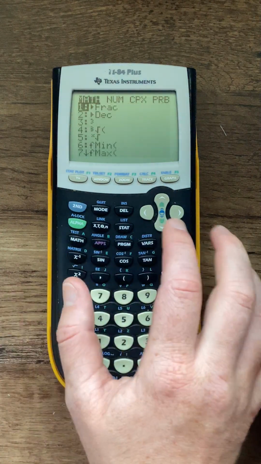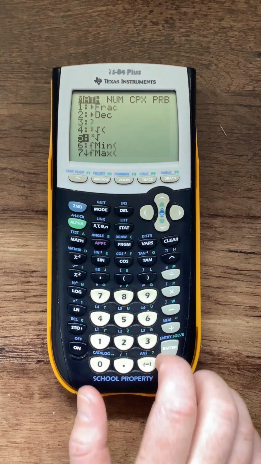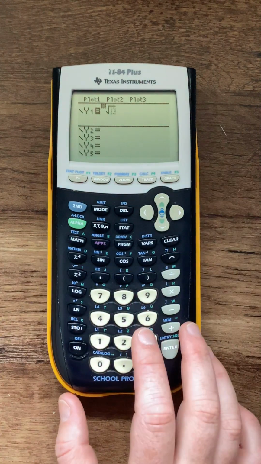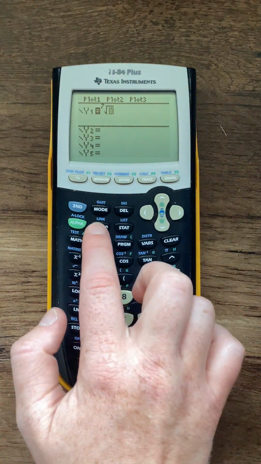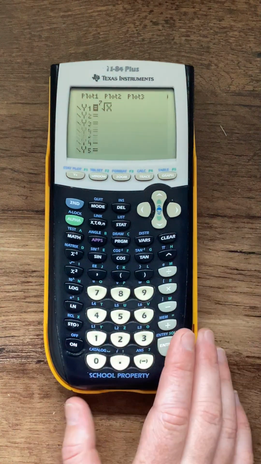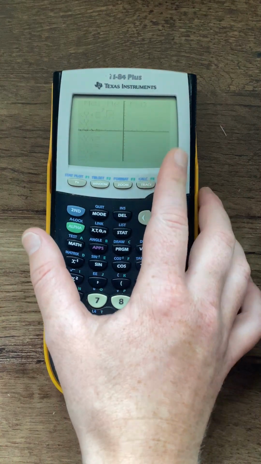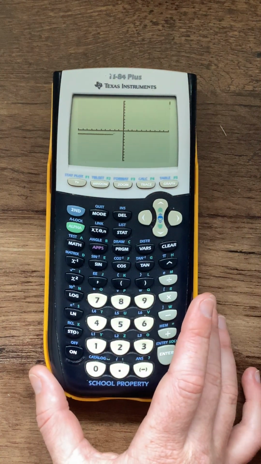So remember math, then down to number 5. And then let's say we want to do the 7th root of x. 7, forward arrow, x, forward arrow, enter. And nice and simple. That gives us the 7th root of x, which looks kind of similar except narrower.